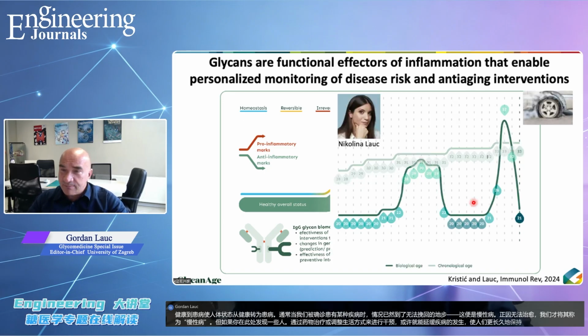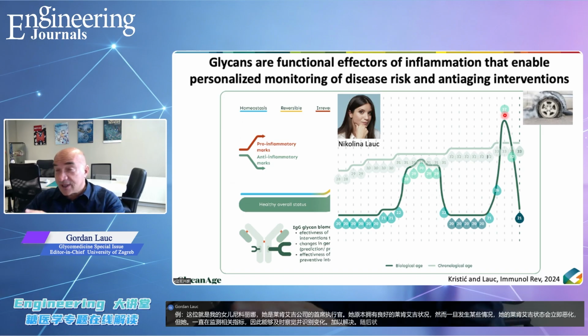I'll just show you one example. This is my daughter Nicolina, CEO of GlycanAge. She has a good glycan age, and then something happens. She immediately has a bad glycan age, but she's measuring, so she knows it. She can identify a problem and fix it, and then it's good again. And then maybe there's another problem. These are real data. So there was another problem, and then she fixed it again.